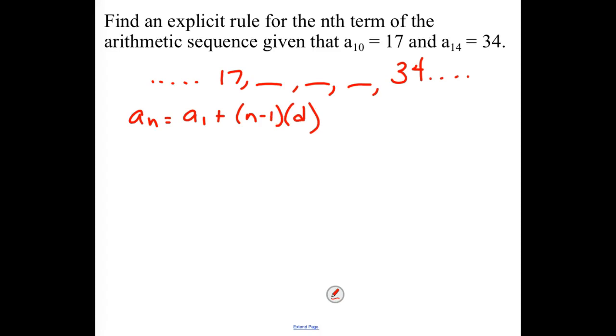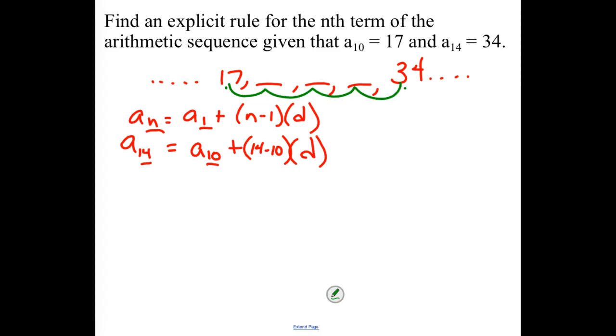Instead of starting with the first term, I'm going to start with the 10th term, because that's really the first number that I know. If I'm trying to get up to the 14th term, how many common differences do I need to put in there? Subtract your subscripts. Instead of n minus 1, we're going to have 14 minus 10. 14 minus 10 is 4. Yes? To get from here to here, 1, 2, 3, 4. I have to add 4 d's. Make sense?